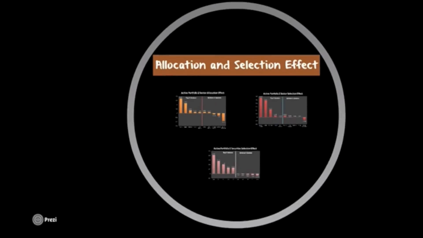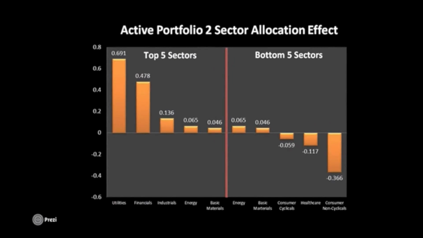In allocation and selection effects, we will first talk about the sector allocation effects. In the top 5 sectors, the utility sector accounts for 0.691% and stays at the top, while in the bottom 5 sectors, the lowest is the consumer non-cyclical at minus 0.366.